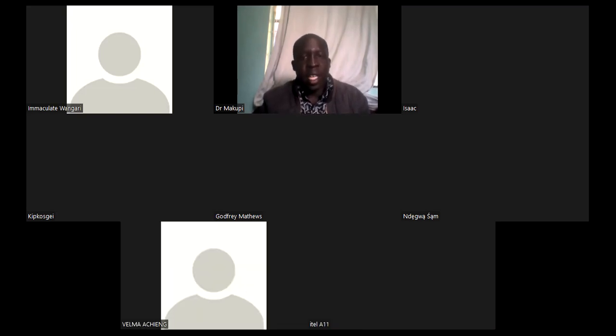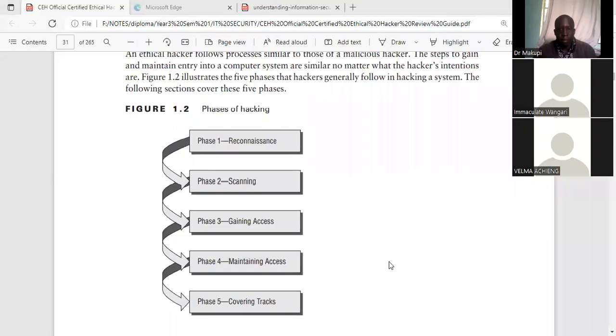Now, straight away, I want us to move to understanding different phases involved in ethical hacking and some of these ethical hacking stages that you need to understand. So I'll share with you a diagram which shows phases of hacking so that we can discuss these hacking phases. So those are the different phases in hacking. I'll move straight to discuss some of these phases.